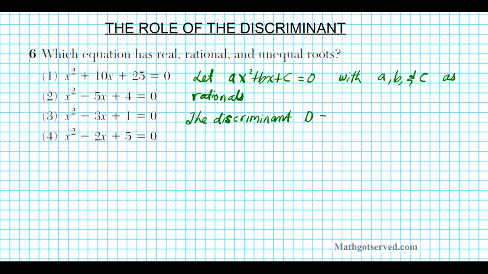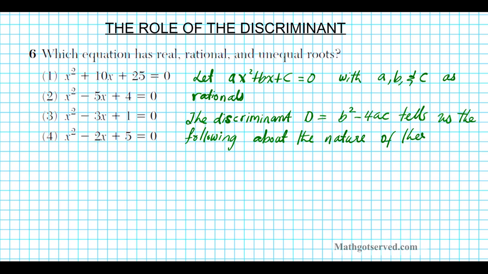And to find the discriminant, that's the radicand of the quadratic formula, right? The discriminant d, which is b squared minus 4ac, tells us the following about the nature of the roots of the quadratic equation.